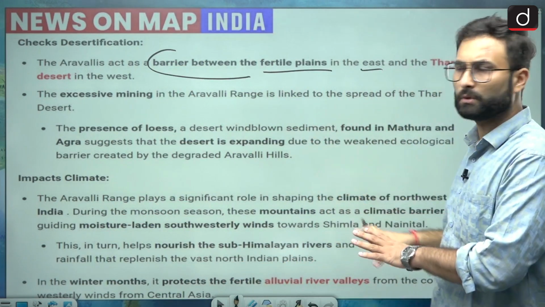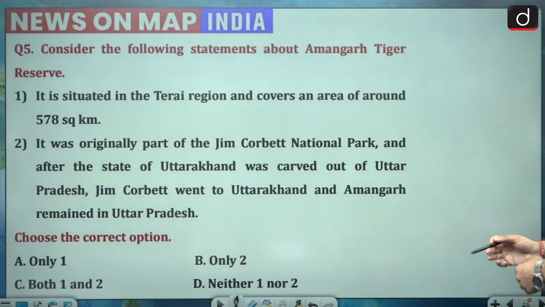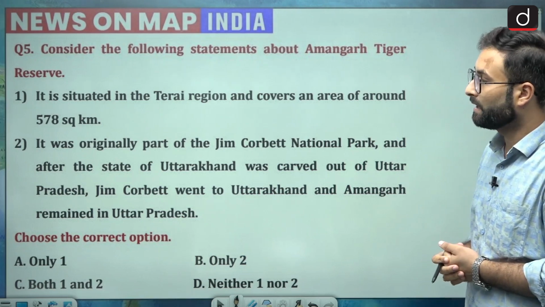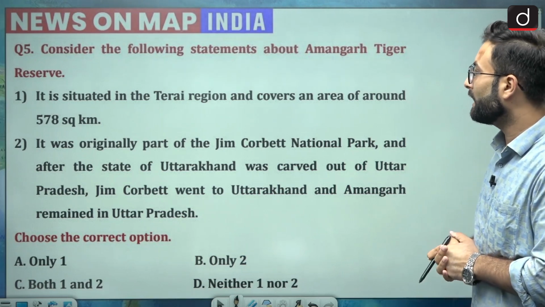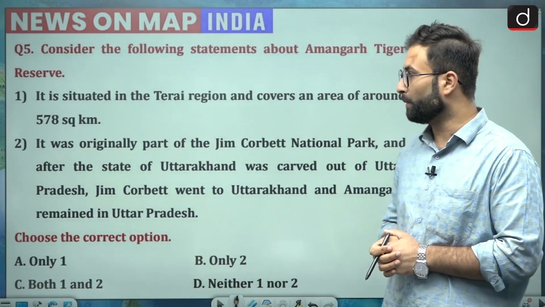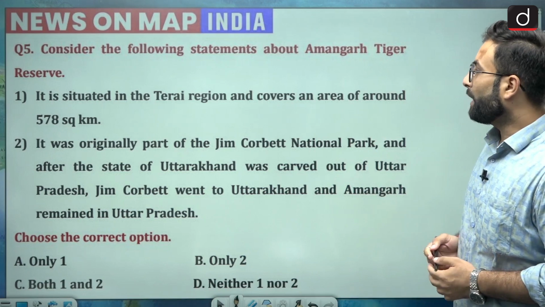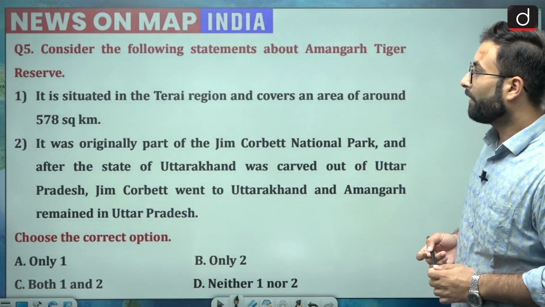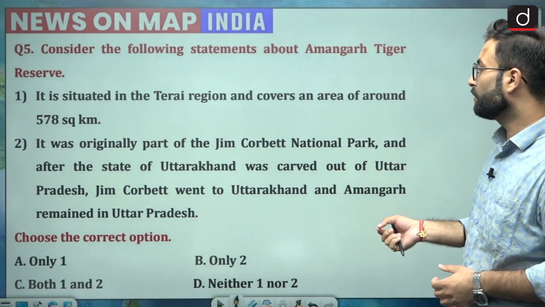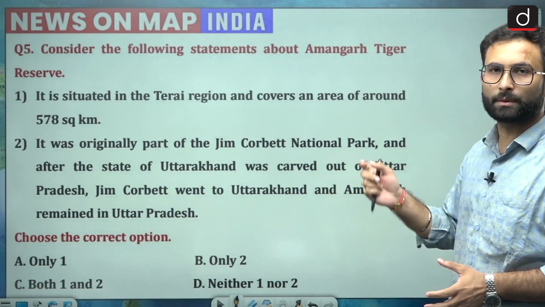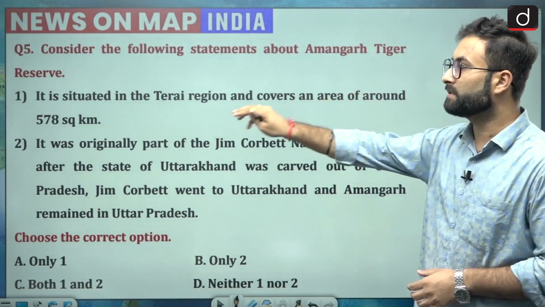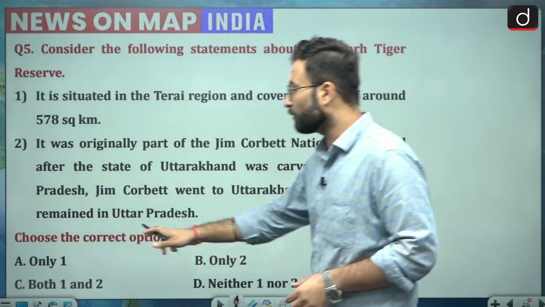Okay, so you can go through these slides. Moving further to question number 5, consider the following statement about the Amangarh Tiger Reserve. It is situated in the Terai region and covers an area of around 578 square kilometer. It was originally part of the Jim Corbett National Park, and after the state of Uttarakhand was carved out of Uttar Pradesh, Jim Corbett went to Uttarakhand and Amangarh went to Uttar Pradesh. Now it is situated in the Terai region and covers the area of around 578 square kilometer. You have to choose the correct options over here.